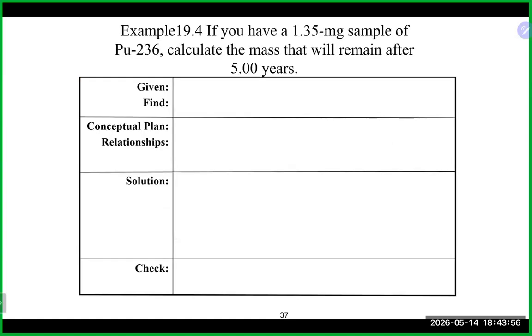So let's take a look at one here together to see how we approach this. If you have 1.3 milligrams of plutonium-236, we want to calculate the mass that will remain after 5 years. And one of the things they give us is the half-life here is 2.86 years.